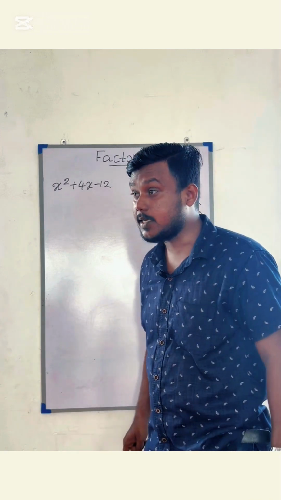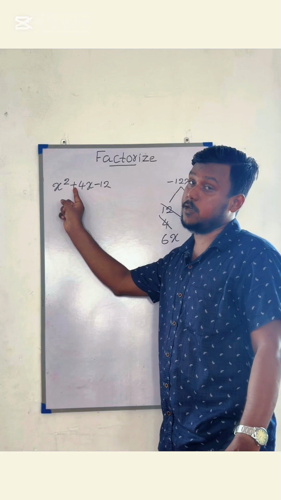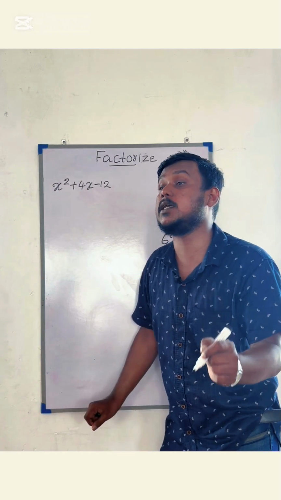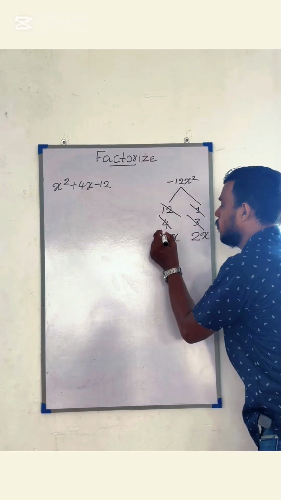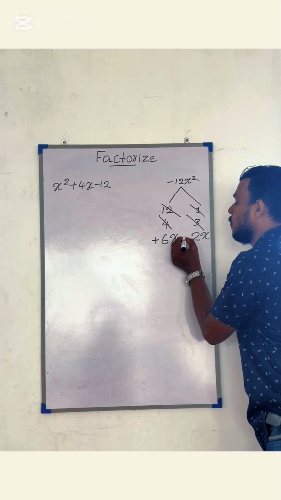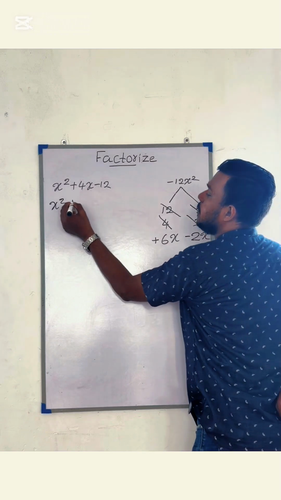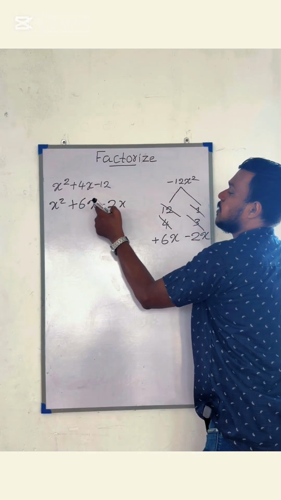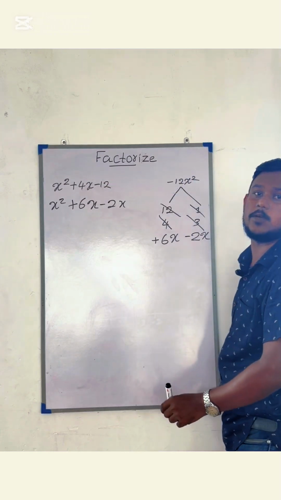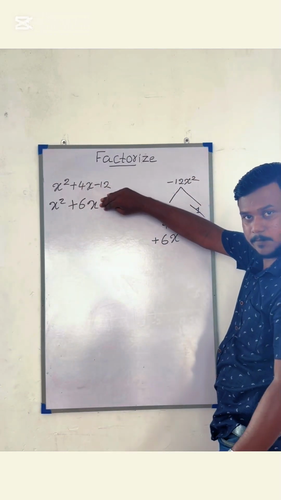To recognize that, you have to consider the sign of your middle term. The sign of the middle term was plus, which means out of these two, the larger number needs to be plus, which is 6, and the other one should be minus. So instead of plus 4x, we can write plus 6x minus 2x, because plus 6x minus 2x gives you this value, plus 4x.